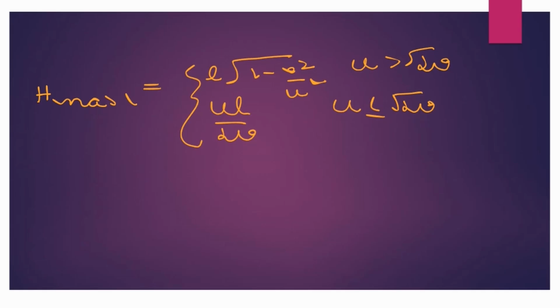It must have climbed the particular wall without the stick falling down. At that time it will be UL by 2V. Or it must have stopped at some particular height only, H max, without climbing the entire thing. That condition will be L times root of 1 minus V square by U square, and for that, U should be greater than root 2V. So these conditions are very, very important.